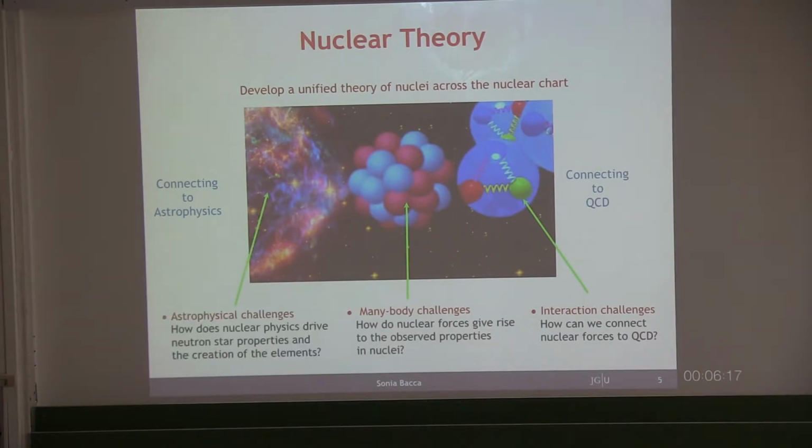And last but not least, we have also these astrophysical challenges. As I said already, there is a lot of nuclear physics that really determines the astrophysical phenomena. For example, the properties of neutron stars, we'll come back to that, or if we wanted to understand how the chemical elements were formed, there is a lot of nuclear physics that goes in there. So these are the three main challenges. Now I would like to go through them one by one.